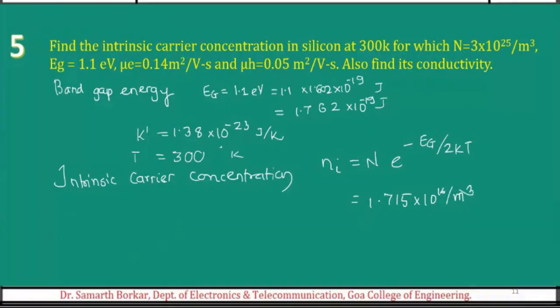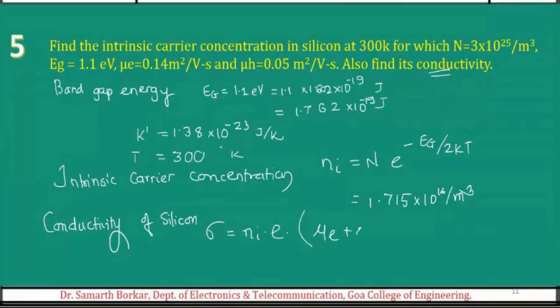Now the conductivity of silicon. The conductivity of silicon, N equals P here in the case of an intrinsic semiconductor, so I'll take it as Ni. So e is also common in that equation. So it is e into Ni into mu E plus mu H, the mobility of electron and the mobility of hole. If you substitute this, what you get is 0.522 into 10 to the power 3 Siemens per meter.